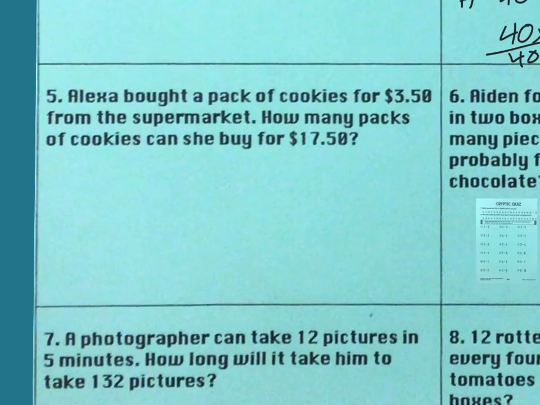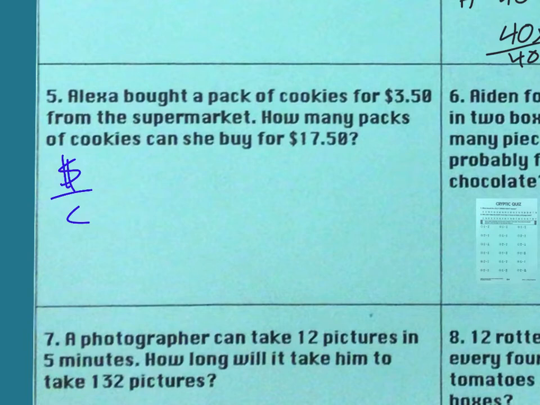All right, so let's take a look at number 5. Number 5 says, Alexa bought a pack of cookies for $3.50 from the supermarket. How many packs of cookies can she buy for $17.50? So we are comparing money to cookies. So Alexa bought a pack of cookies for $3.50 from the supermarket. How many can she buy?